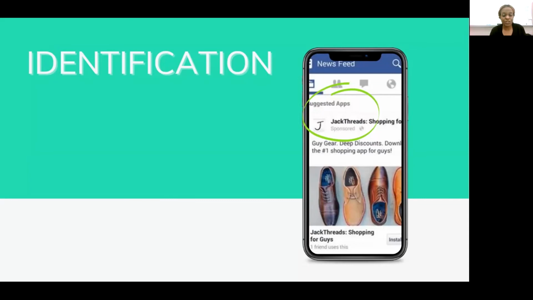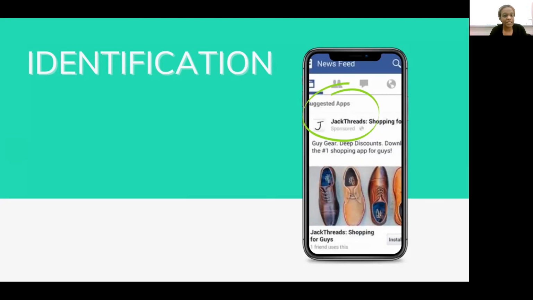the hours of operation for that business, if they accept credit cards or not, it might tell you that. Ordering information, so where you need to go to order, how you need to order, and maybe a tagline that they use. So maybe Jack Threads is the company and their tagline is shopping for guys. So that is the last component of an advertisement, identification.